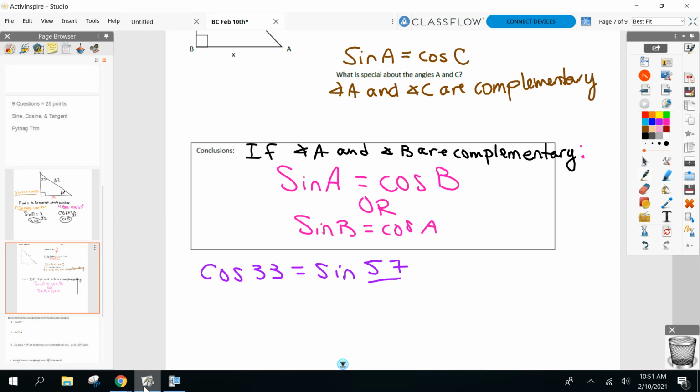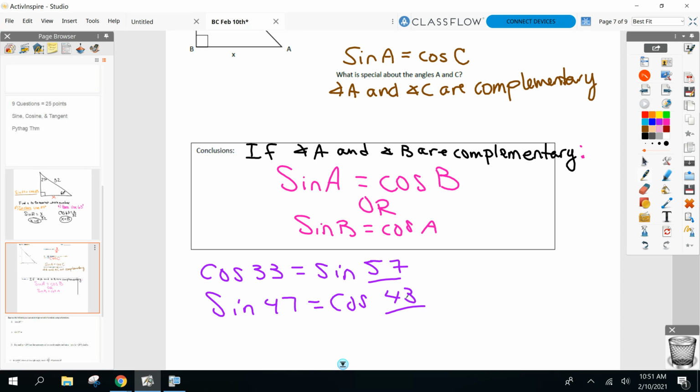Sine of 47 is equal to some decimal, but I can guarantee that decimal is going to be the same as the cosine of 43. Do you still want me to do it? I don't got anybody. 43. Then 43. Yep. Everyone picking this up, how this works with sine and cosine?